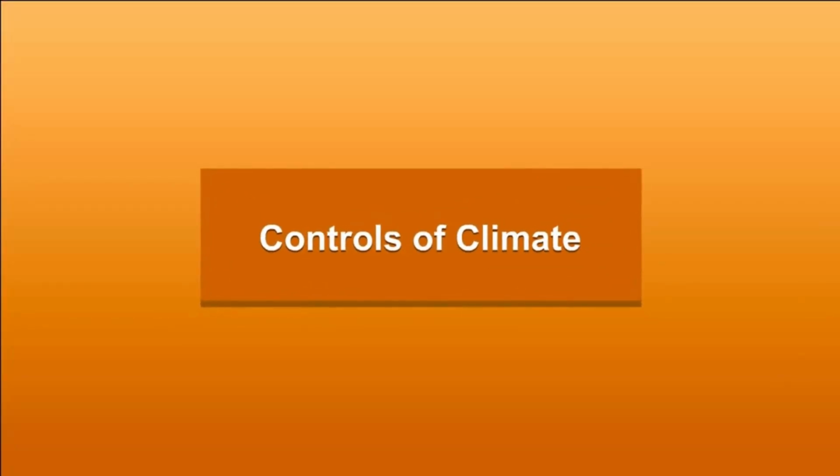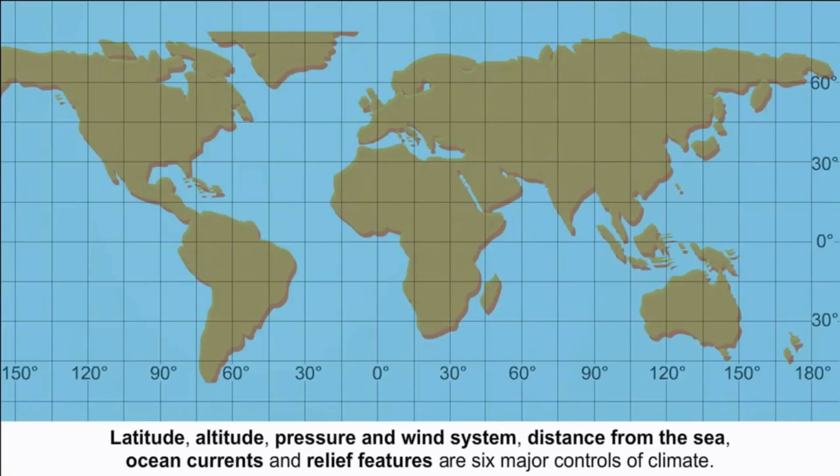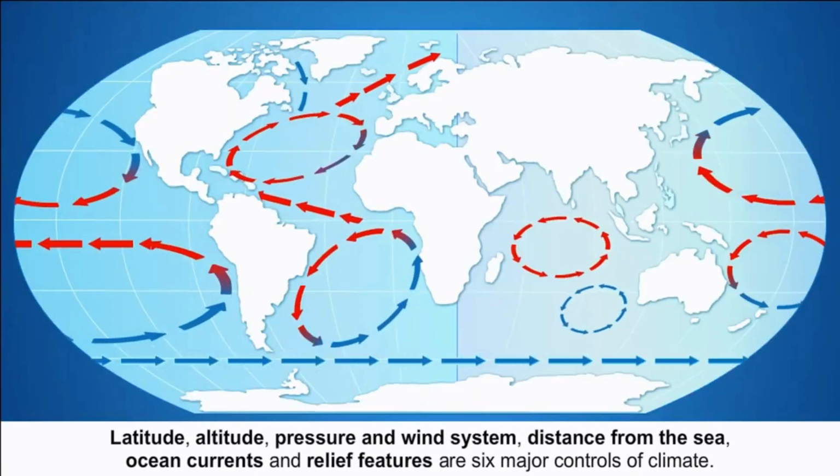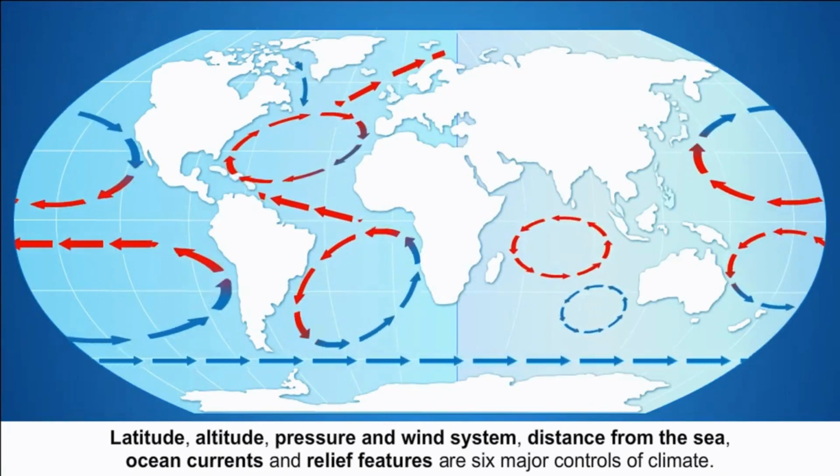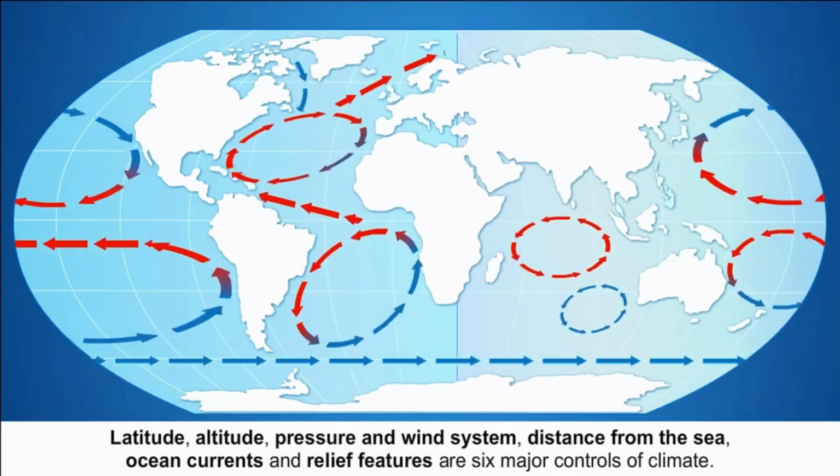Controls of climate. Latitude, altitude, pressure and wind system, distance from the sea, ocean currents, and relief features are six major controls of climate.